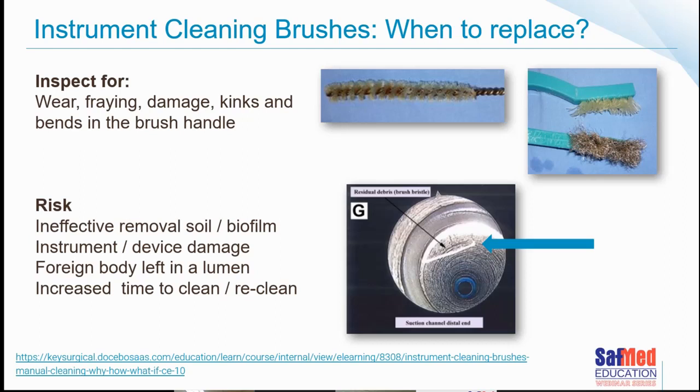What are the risks if you don't replace your brushes frequently? Of course, that you don't clean properly and you get this terrible buildup of biofilm and soils. There's also the possibility of device damage. You could leave a foreign body inside the lumen because you didn't clean properly, or a piece of bristle could break off and you end up with bristle in the lumens or in channels. If you have a look at the image on the right, that's a borescope. Somebody's used a borescope to take an image inside a lumen, and there's a piece of bristle left in that particular item. Of course, the other risk is that if your brush is not working correctly and it's damaged, it's going to take you so much longer to clean the device.